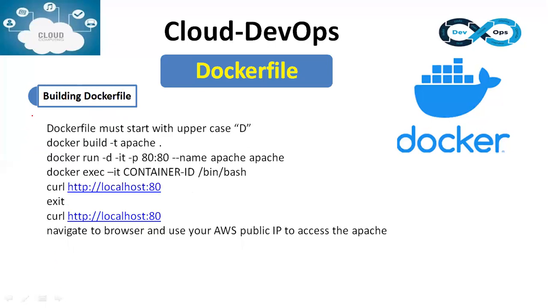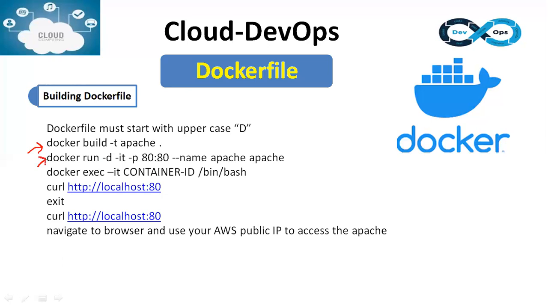To build the Dockerfile, you need to run the command called docker build. Docker space build space -t. T means tag name. We are giving the tag name as apache, and you need to put a dot. Dot represents the current directory where you have placed your Dockerfile. If you have placed a Dockerfile in some other directory, either you navigate to the respective directory and run this command, or you provide the path of that directory. Once you build the image, then you can run the image.